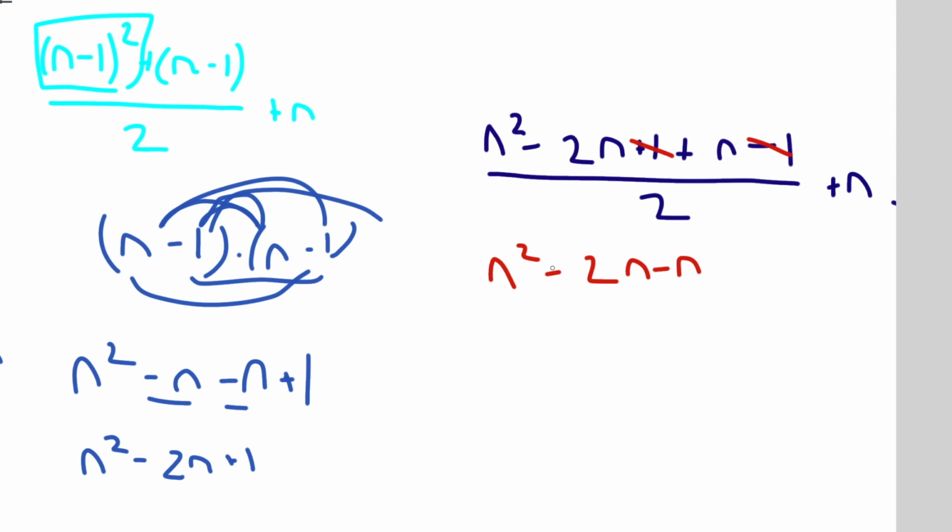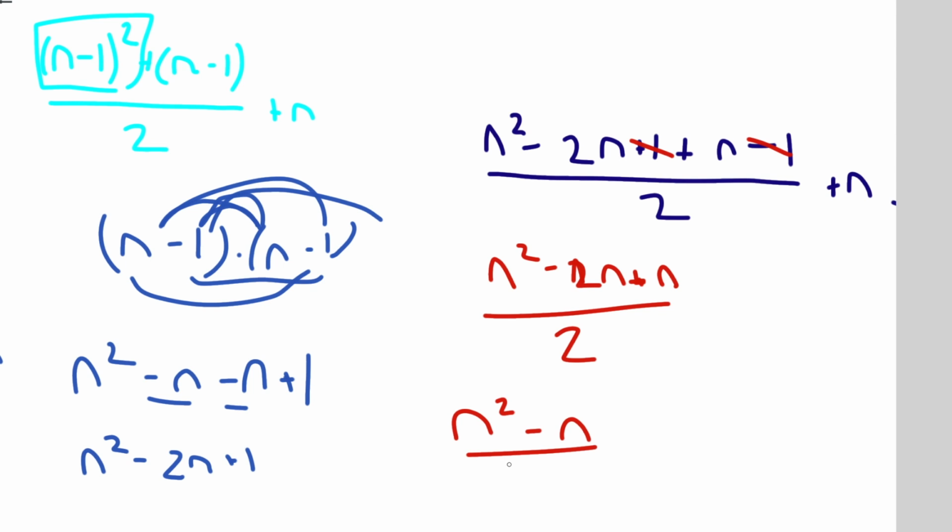Okay, so now this simplifies to minus 2n plus n. What is negative 2n plus n? Well, this is just negative 2 of something plus 1 of something, so that's just negative 1 of something. So this is going to be n squared minus n divided by 2 plus n.